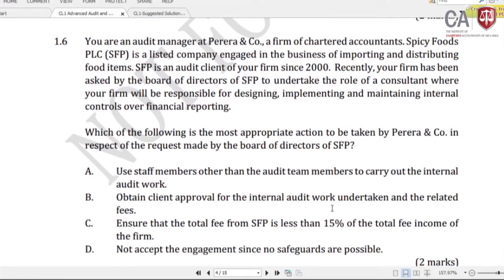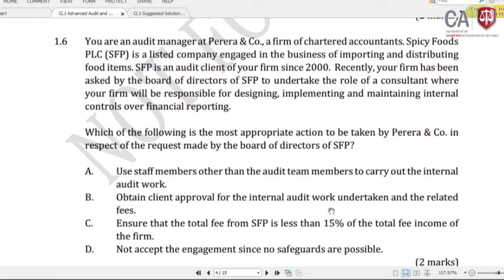You are an audit manager at Pereira and Co, a firm of chartered accountants. Spicy Food PLC is a listed company engaged in the business of importing and distributing food items. SFE is an audit client of your firm since 2000. Recently, your firm has been asked by the board of directors of SFE to undertake the role of consultant, where your firm will be responsible for designing, implementing and maintaining internal controls over financial reporting. Which of the following is the most appropriate action to be taken by Pereira and Co in respect of the request made by the board of directors of SFE?